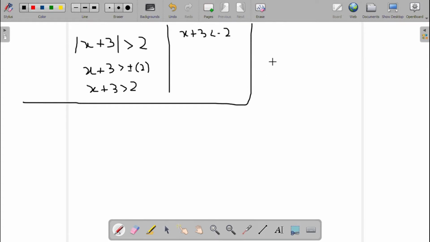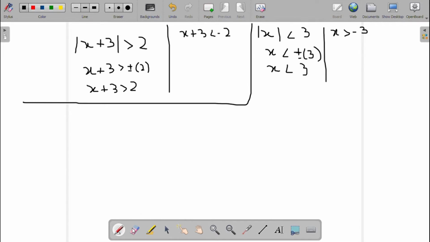Let's take a look at another example. Let's say we have mod of x less than 3. Remove the mod, x less than plus minus 3. Now when solving with the positive one, the inequality sign will not be changed, but when you solve with the negative 3, just change the sign. So it will be x greater than minus 3.